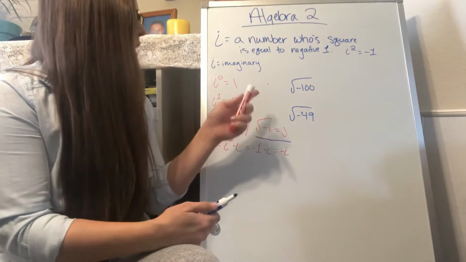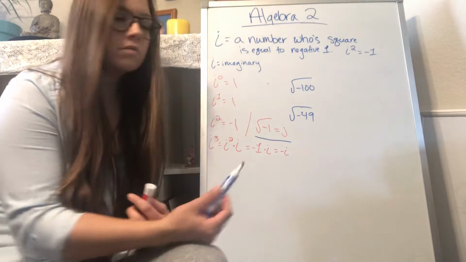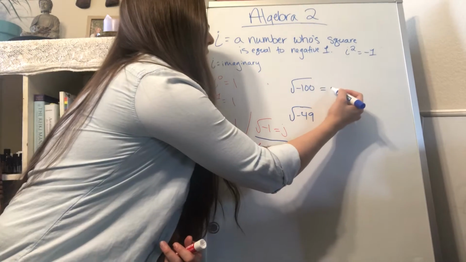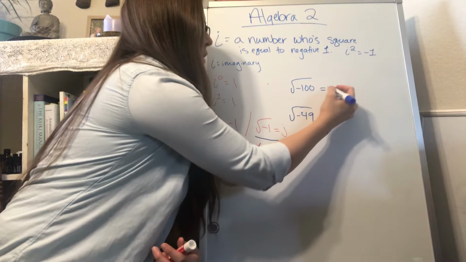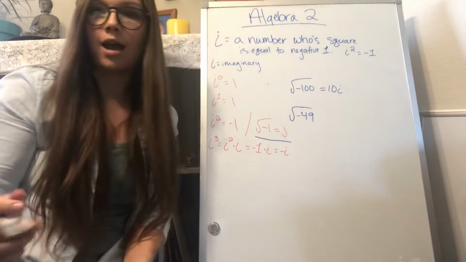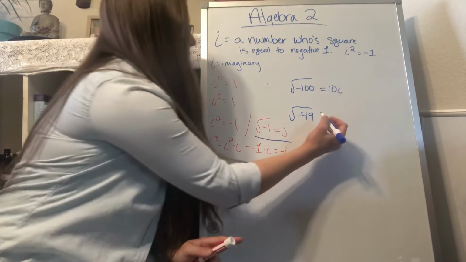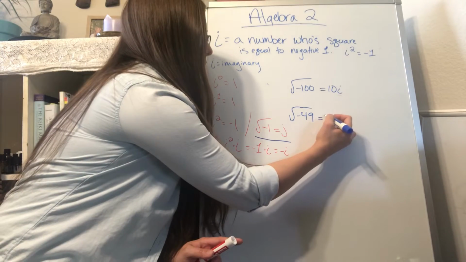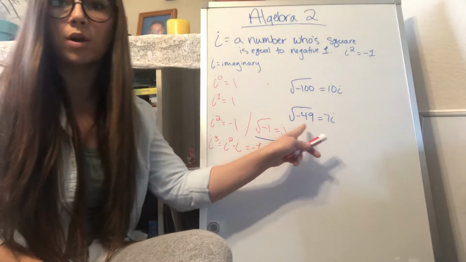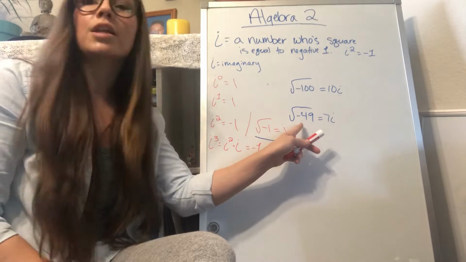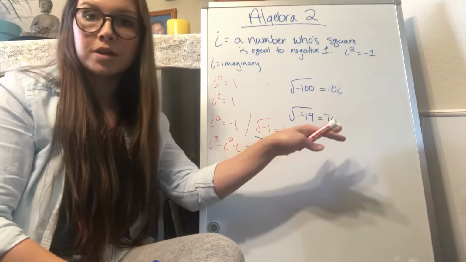Okay? So the square root of -100 would be the square root of -1, which is i, and the square root of 100, which is 10, so 10i. Okay? The square root of -49 would be 7i, because the square root of 49 is 7, the square root of -1 is i. Okay? So your problems are just going to be those basic ones.